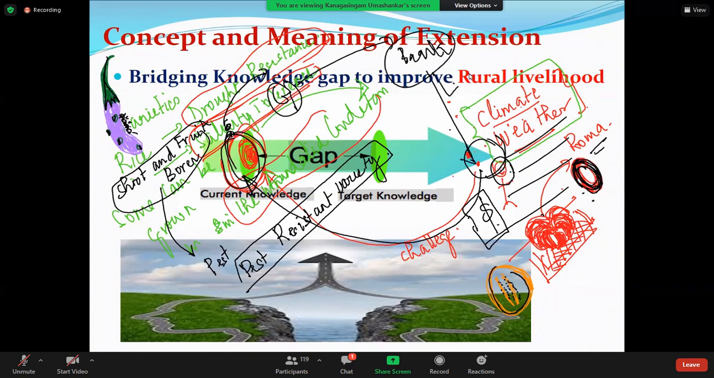Loan means agriculture loan. Agriculture loan, that is for very low interest. Interest means poly, batti. Right?